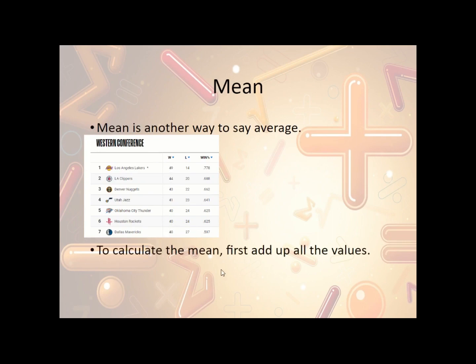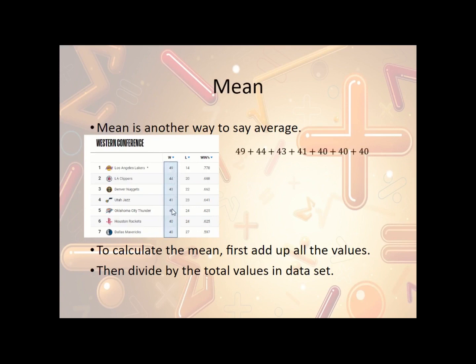So to calculate the mean, the first thing we do is add up all the totals. And then once we've added them all up, we're going to divide by how many values are in the data set. So if we look here, we're going to take this win column and add all these together. So 49 plus 44 plus 43 plus 41 plus 40 plus 40 plus 40. So we add all 7 of those up. And when we add them all together, we end up with 297. So that's our total number of wins.